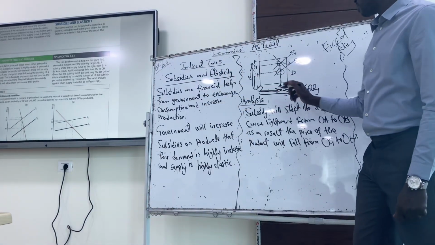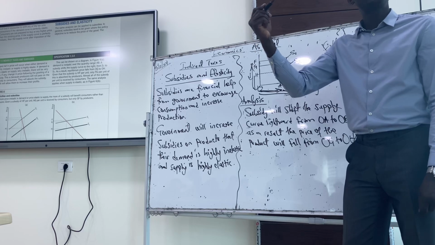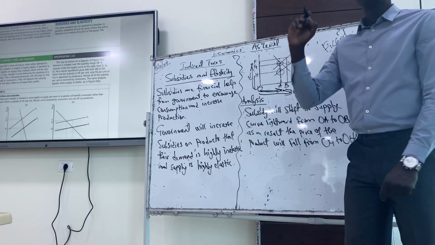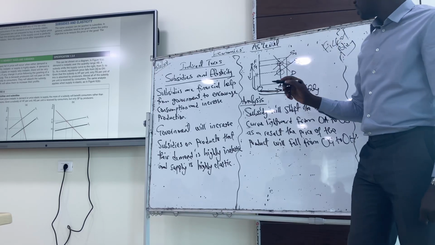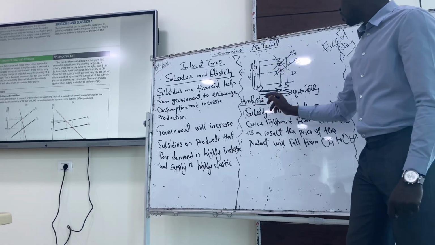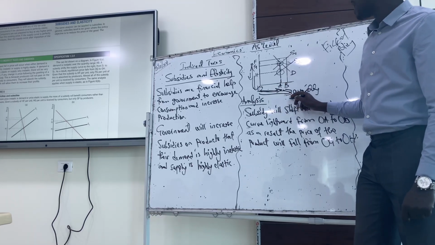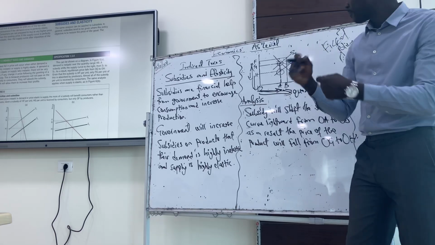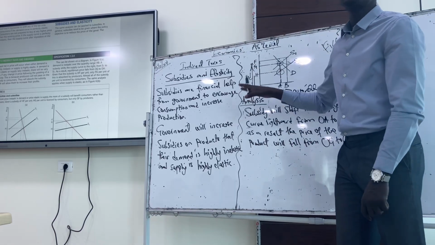Please look at the board. Subsidy increases production. It encourages production. As soon as government subsidizes, the supply curve will shift rightward from S1 to S2 because the quantity supplied into the market will increase from 0A to 0B. As soon as this happens, the price is expected to fall from 0G to 0H. This is what subsidy will do.